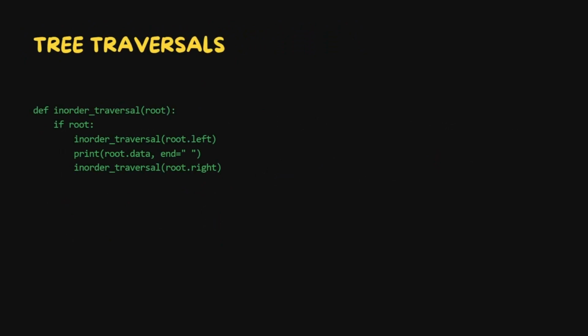This is the Python code for it. In-order traversal, we will pass the root. If root, in-order traversal of root.left, and print root.data, then in-order traversal of root.right. So this is the code for in-order traversal.